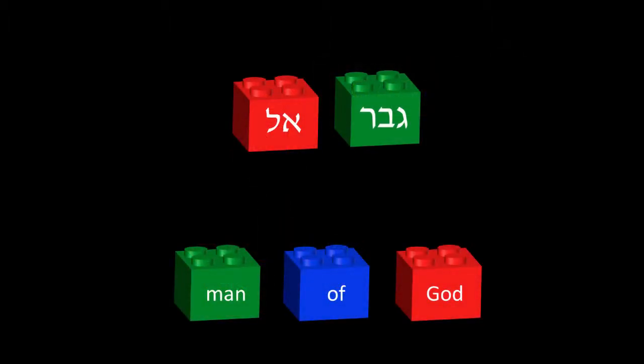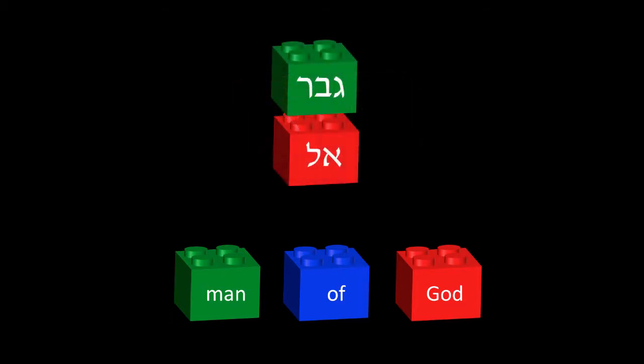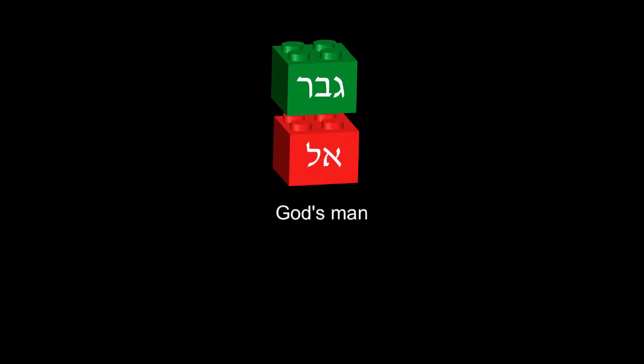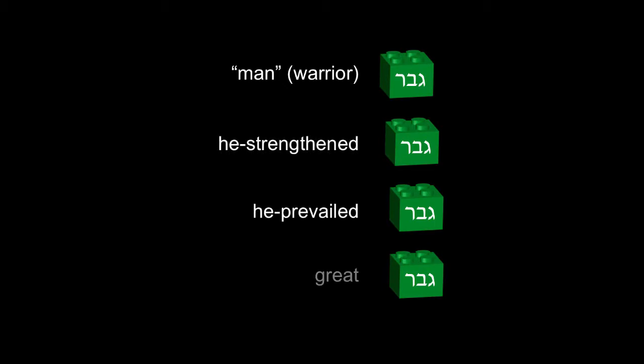Now notice that this stands for "man of God." And you're going to learn in our next course how this is a special combination here. It's called a construct. And that's how Hebrew shows possession. So that's how you would say "God's man." And we learned that this unit really meant a lot. It means man or warrior, he strengthened, he prevailed, and it can even be used for great. So just by knowing that one Hebrew unit, you can pick out all these words now in the Bible.